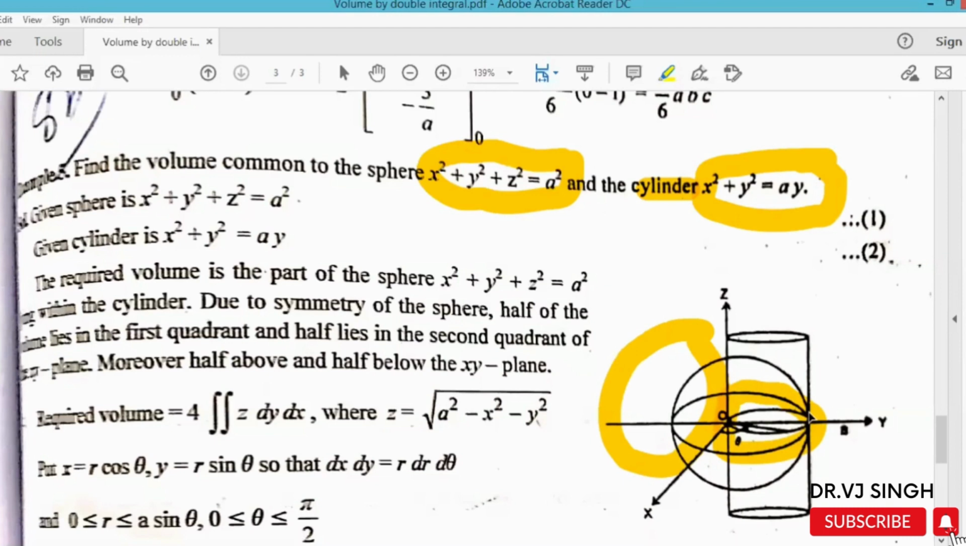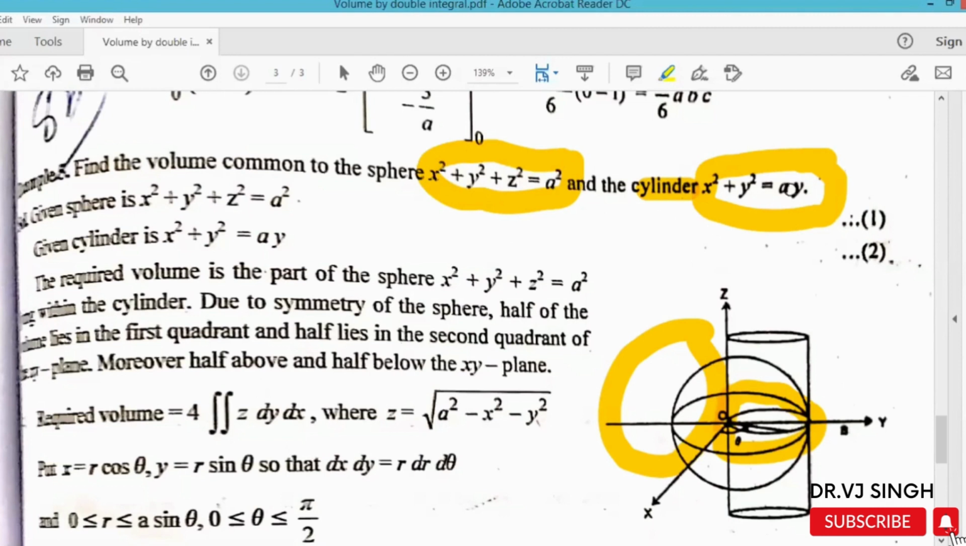So this area is cut in only 4 octants. So we find the volume for the first octant, and then multiply it by 4. The formula is 4 times the integral of z dy dx. From here we find the value of z, that is the square root of a square minus x square minus y square.